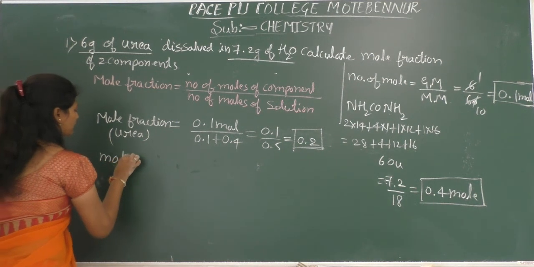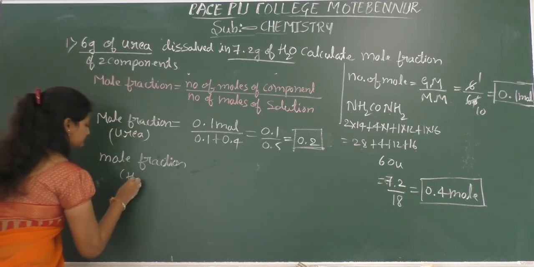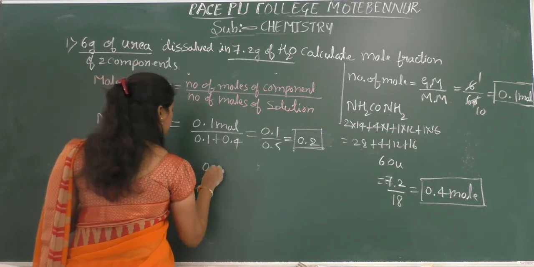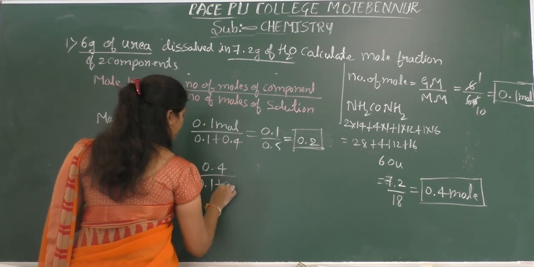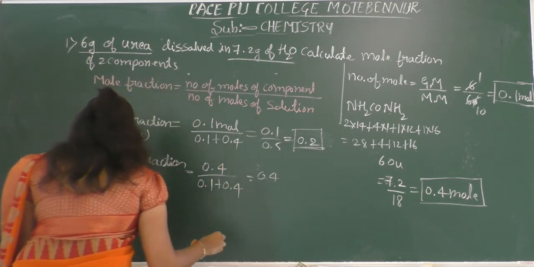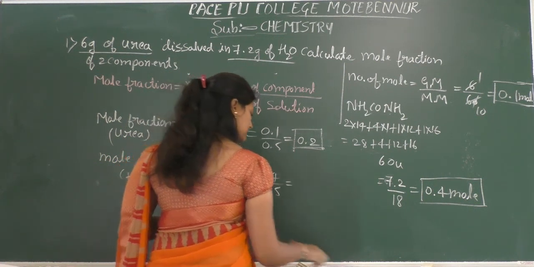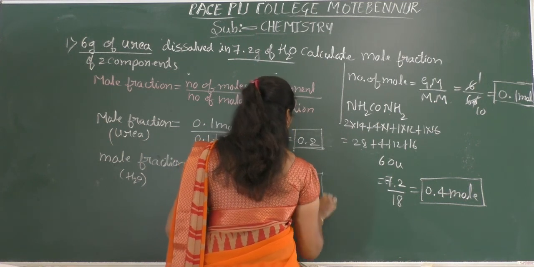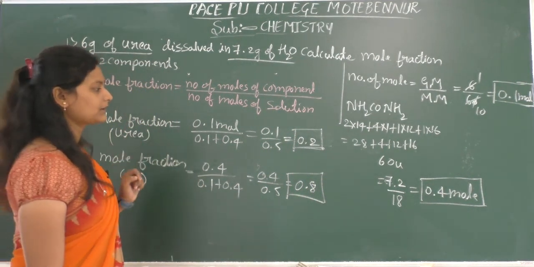So next, the mole fraction of water. So here mole fraction of water is the number of moles of water, 0.4 moles, divided by total number of moles of solution, that is 0.1 plus 0.4. Okay, so here 0.4 divided by 0.5, so the answer is 0.8. So this is the mole fraction of water in the given solution.